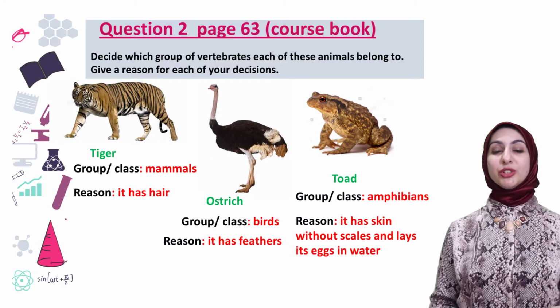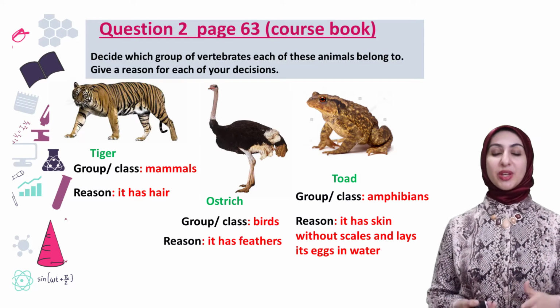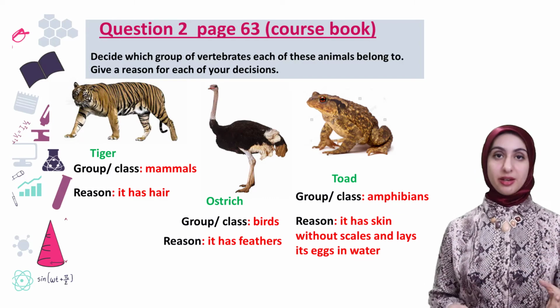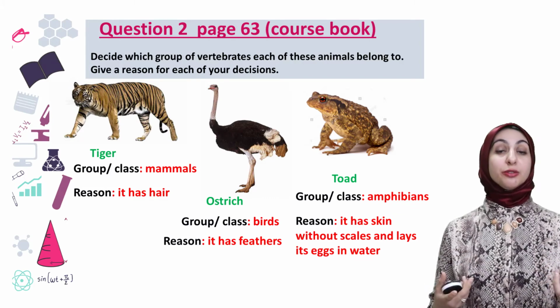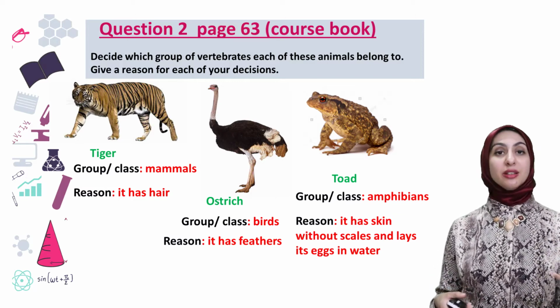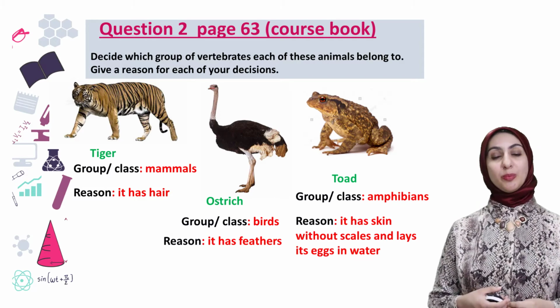Okay, the time is over. The first animal here is tiger. As you can see, the tiger's body is covered with hair. This is a special feature which is specialized to mammals. So tiger is a mammal because it has hair on its body.